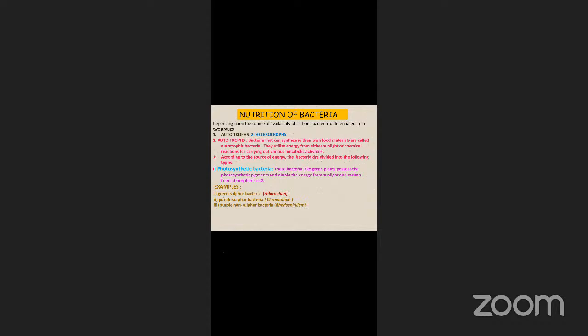Green sulfur bacteria. These are small, non-motile, rod-shaped bacteria which are strictly anaerobic. What is the meaning of anaerobic and aerobic? A reaction that occurs in the absence of oxygen is called anaerobic. Aerobic is when it occurs in the presence of oxygen.